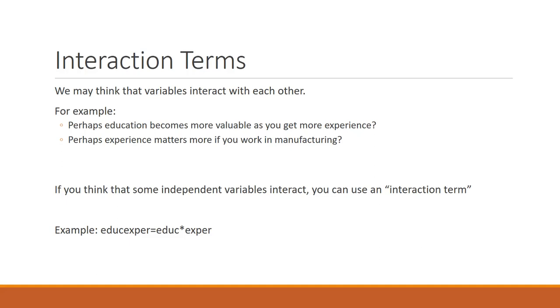From that example, do you see how experience and education might interact with each other? It might not be that wages are just determined by education and experience, where those two are totally separate from each other, but it might be affected by education, experience, and the interaction between education and experience.